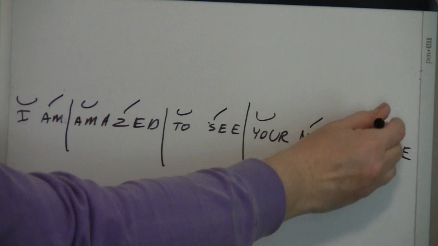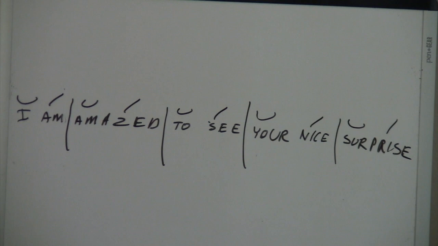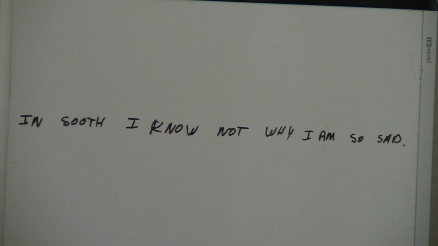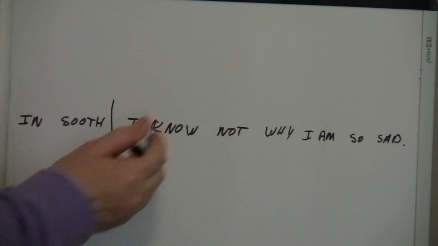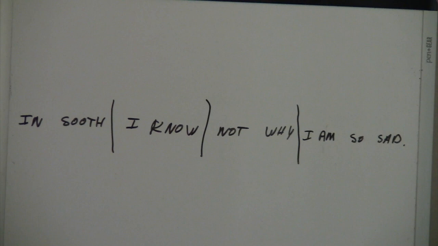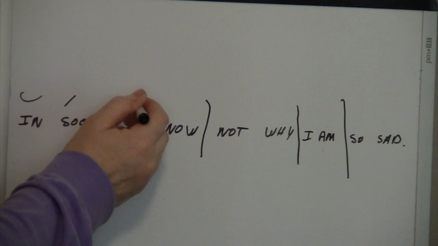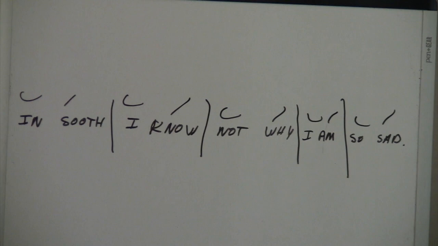Let's go ahead and move on to Shakespeare's iambic pentameter line. Here we have a Shakespeare line. In sooth, I know not why I am so sad. So let's go ahead and scan that. The first foot comes after the word in sooth. The next foot, I know. Next foot, not why. Next foot, I am. And then you scan it. In sooth, I know not why I am so sad.